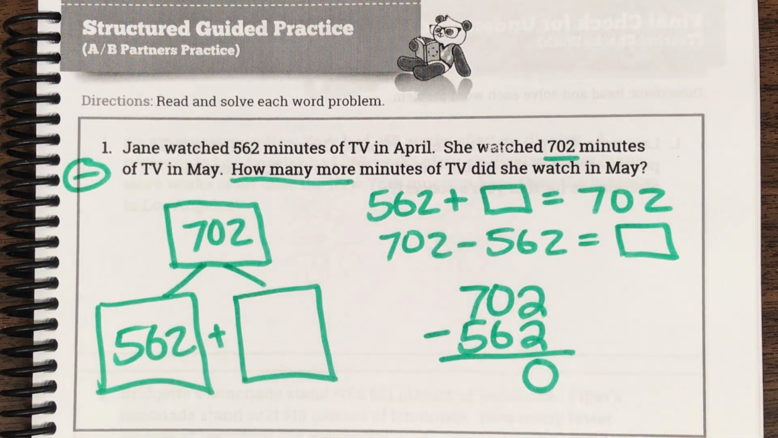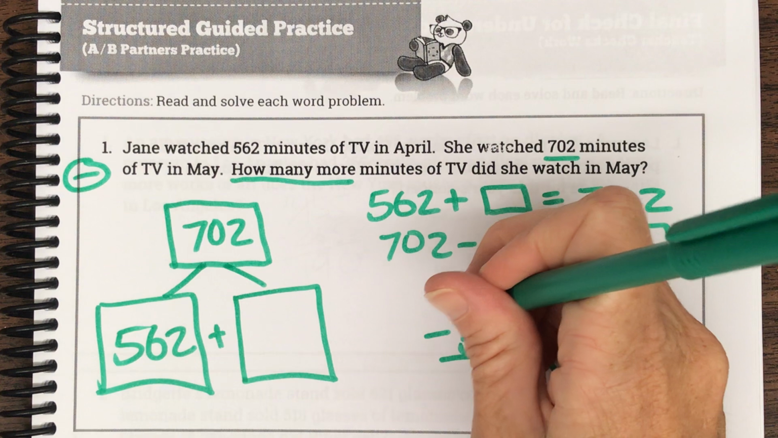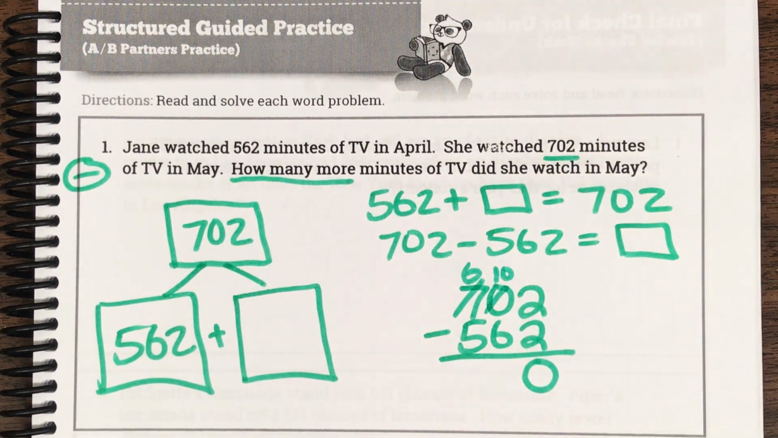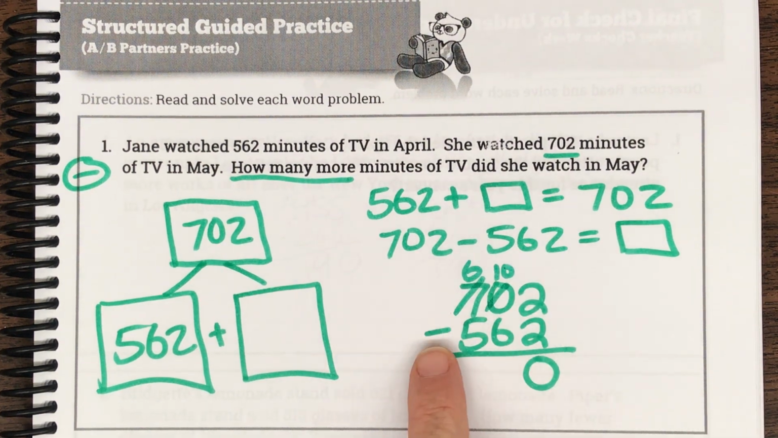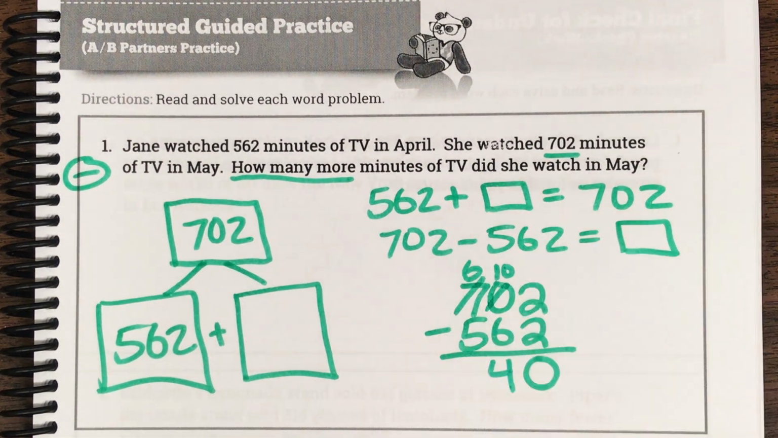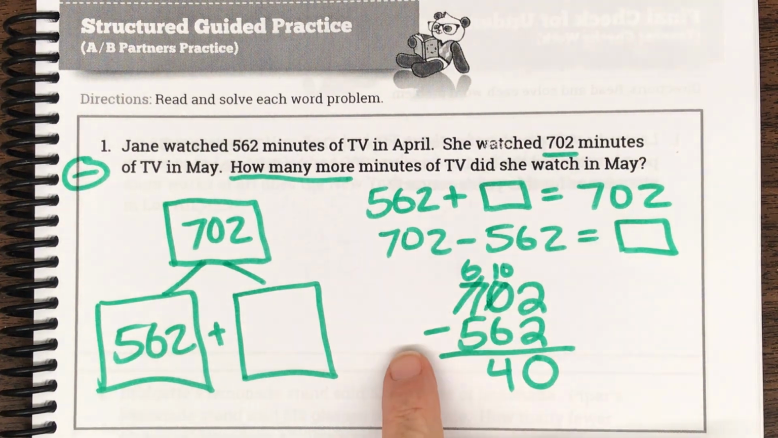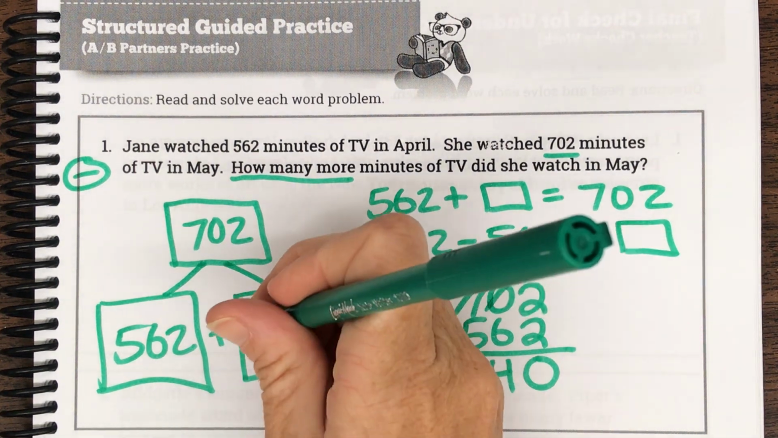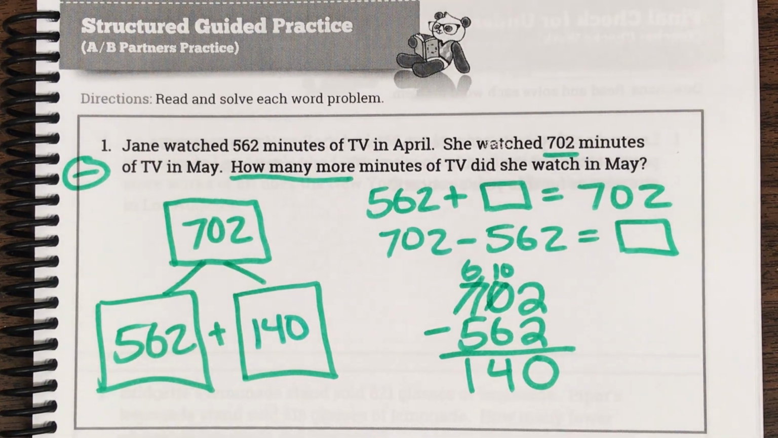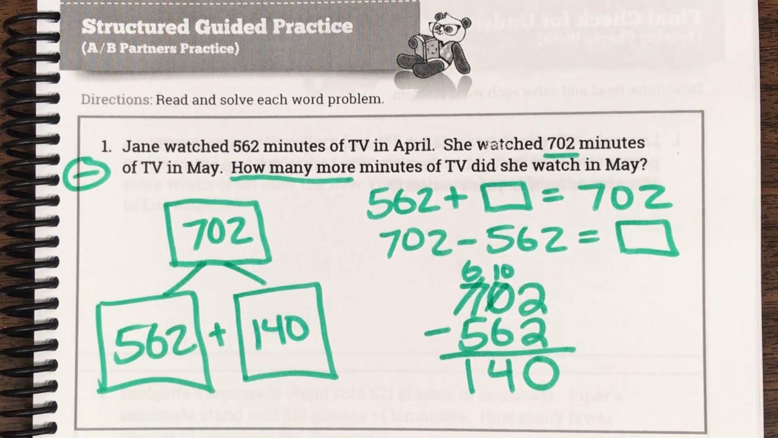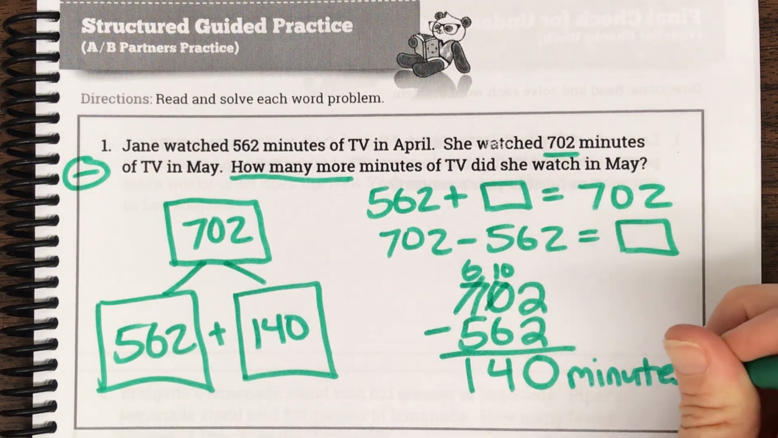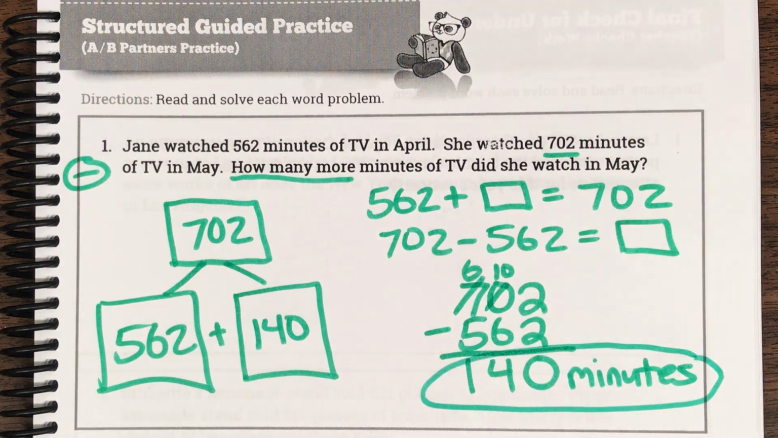0, take away 6 is not possible, so let's regroup. So this 7 is going to become a 6, and this 0 will become a 10. So 10 take away 6 is 4, and 6 take away 5 is 1. So my other part is 140. So she watched 140 more minutes, because my word problem is discussing minutes, and that is my answer.